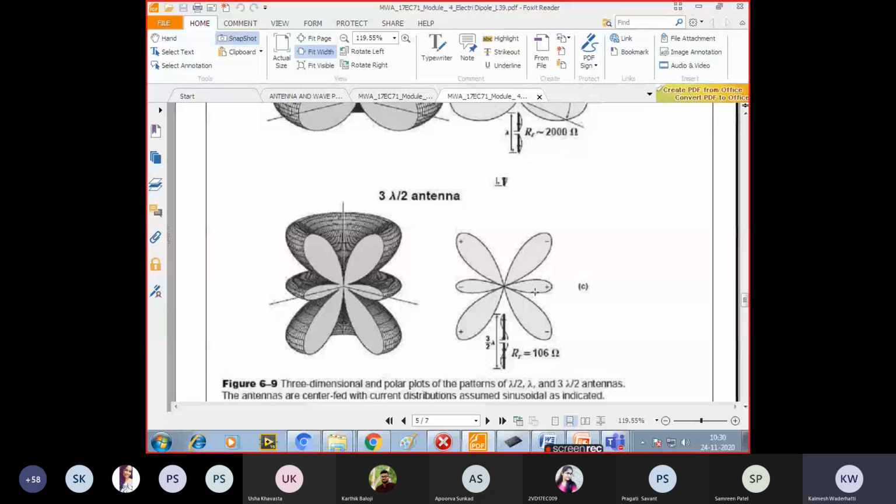Again the pattern is given. With respect to that pattern, you need to calculate the beam width.